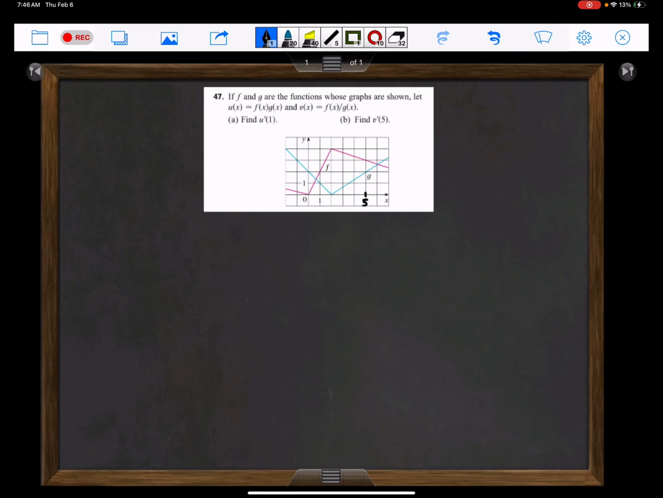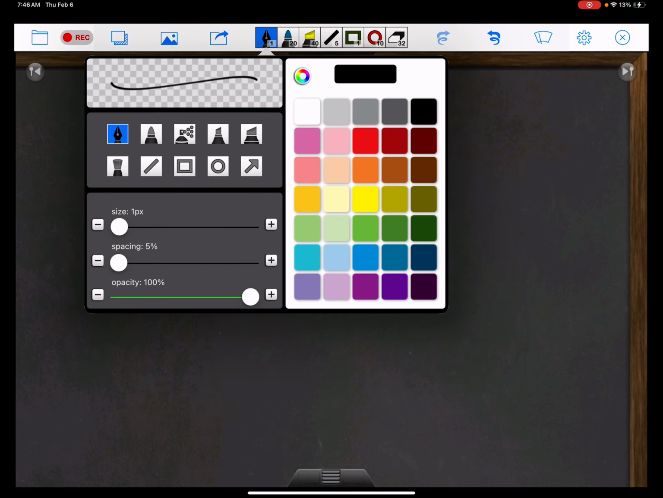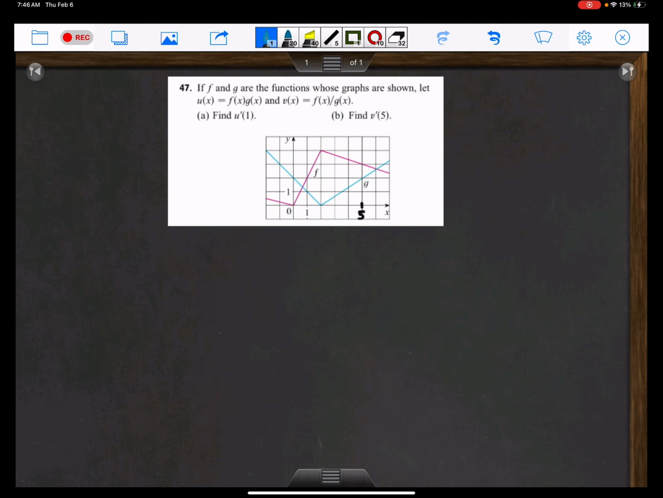An example of the product rule and quotient rule using the graph. So a couple things to note ahead of time. The derivative, remember, is the slope at a given point. Since these are piecewise functions that are lines, we can easily find their slopes.